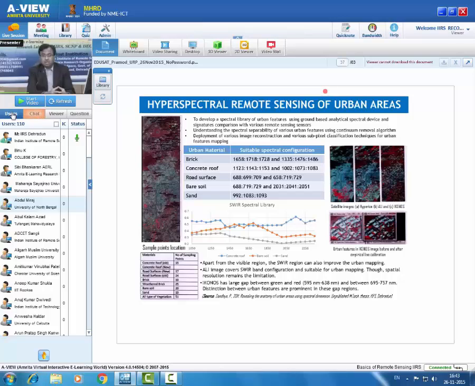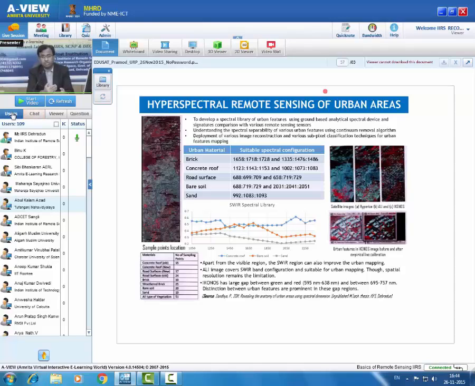Now another application, as I told in the beginning of the slide, is hyperspectral remote sensing. Based on the variety of rooftop types, the age of the building, and the various land use and land cover, suppose you want to differentiate between the various building materials. It may be brick, it may be concrete roof, based on the road surface or the bare soil or sand. This way we can differentiate based on the satellite data.